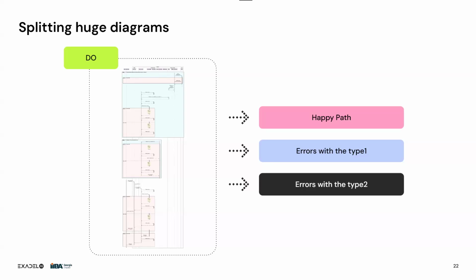A useful rule of thumb is one diagram, one main purpose. For example, one diagram can focus on the happy path, while another covers error handling or a concrete type of errors. Small focused diagrams are not only easier to read, but also easier to maintain. When the process changes, updating a targeted diagram is far less risky than editing a single massive one where everything is tightly packed together.